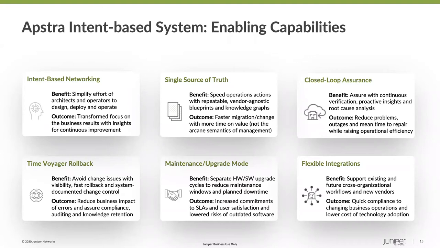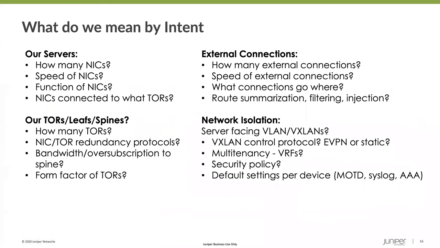But before we show that, it's also important to understand what we mean by an intent. This gives more detail on what we mean by that with Apstra, and I think it's quite easy to understand from a networking point of view. First of all, how many spines and leaves do I want? What kind of interfaces: is it 10 gig, 40 gig, 100 gig, whatever? And on the server side, how many NICs are we using, and what are the speeds?